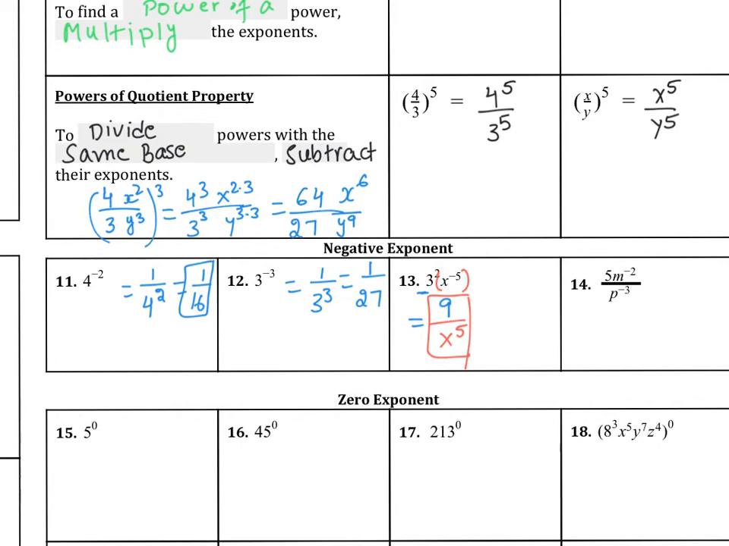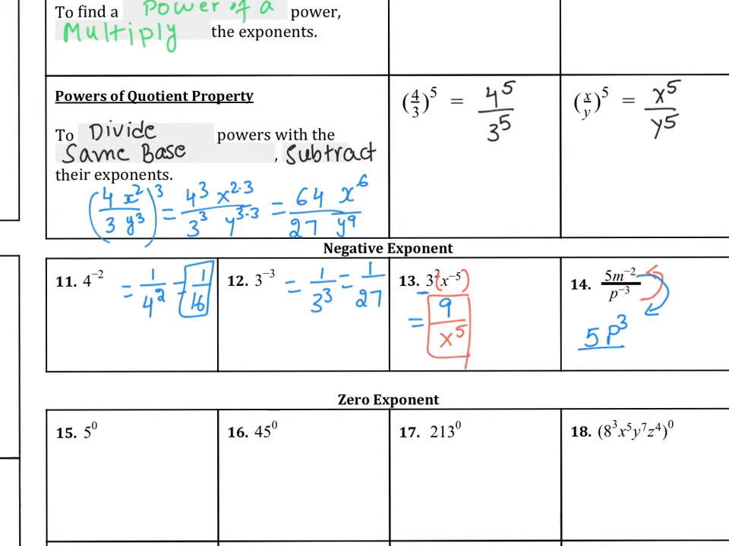For number 14, if you have a negative exponent on the top as well as a negative exponent on the bottom, what you're going to do is simply bring the p on the top because it's a negative exponent, and bring the m on the bottom. So the m will go on the bottom and p goes on the top. So p goes on the top, so flip it.